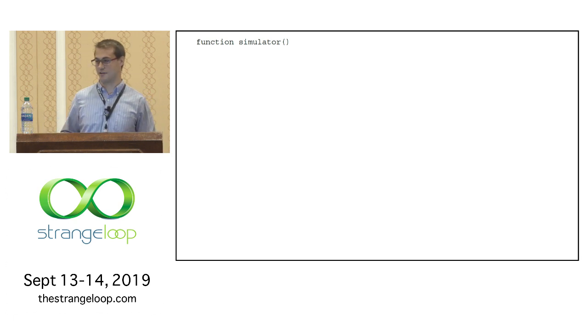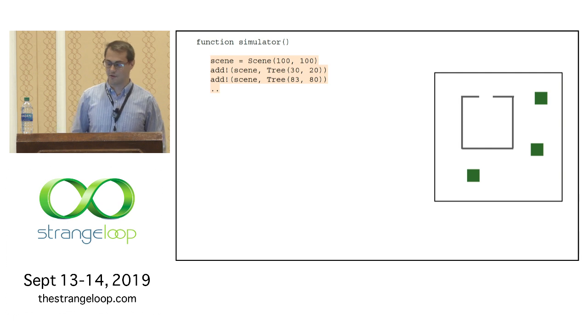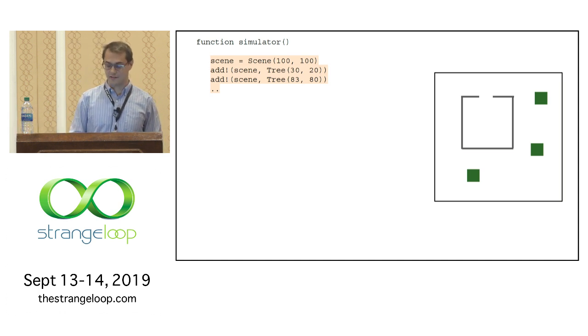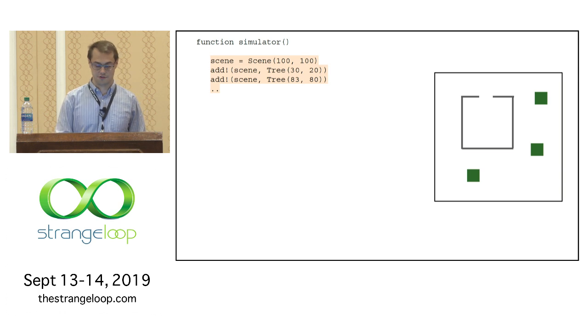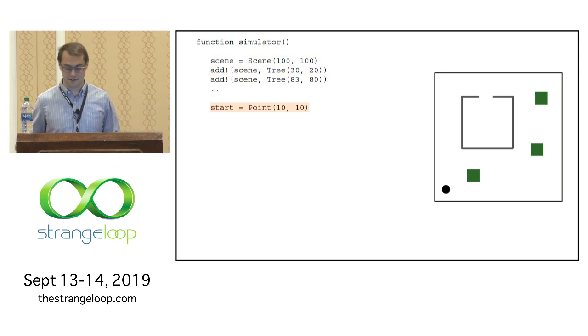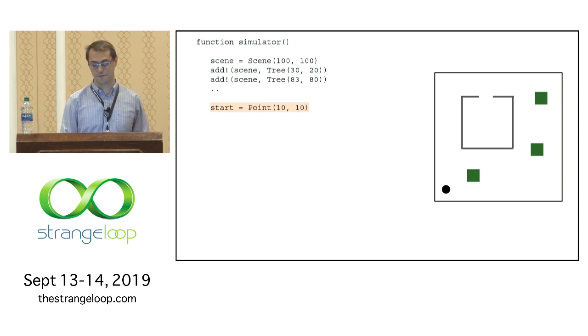So I'm going to write this simulator in Julia. So what are all our assumptions? Well, the first assumption is that the environment or the scene is some fixed thing and that we know it. So we're going to assume there are 3 trees and an enclosure. Then we assume we know where the person is starting. So in this case, they're starting in the lower left-hand corner, represented as a black dot.